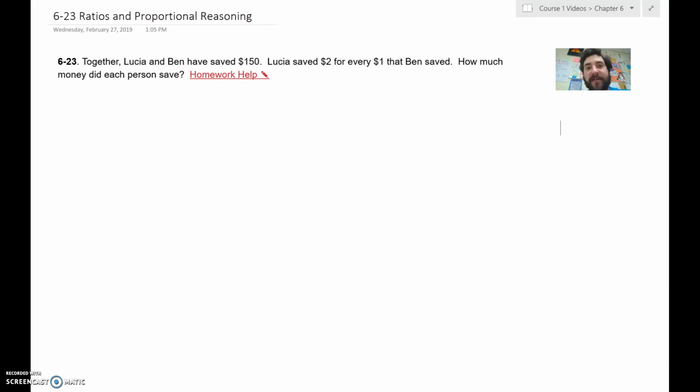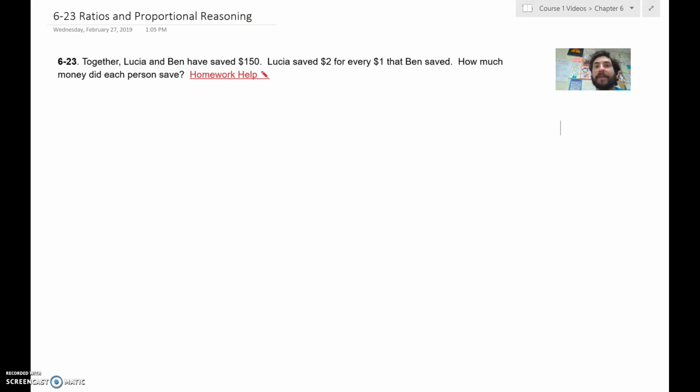This problem is about ratios and proportional relationships and reasoning. It's a good one. Comes from Course 1 from CPM. So it's 6-23. Together, Lucia and Ben have saved $150. Lucia saves $2 for every $1 that Ben saved. All right, so Lucia saved twice as much as Ben saved. How much money did each person save?